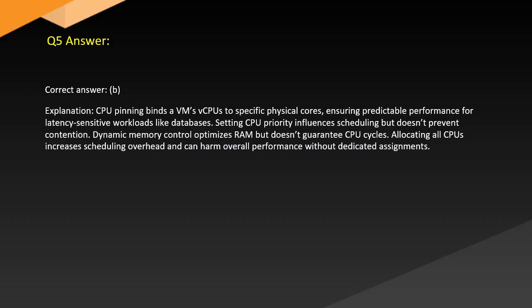VM vCPUs to specific physical cores, ensuring predictable performance for latency-sensitive workloads like databases. Setting CPU priority influences scheduling but doesn't prevent contention. Dynamic memory control optimizes RAM but doesn't guarantee CPU cycles. Allocating all CPUs increases scheduling overhead and can harm overall performance without dedicated assignments.